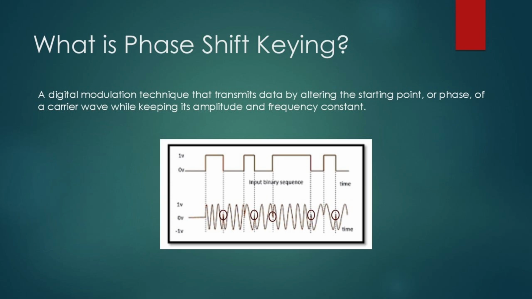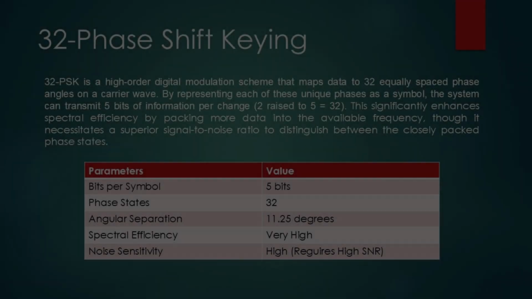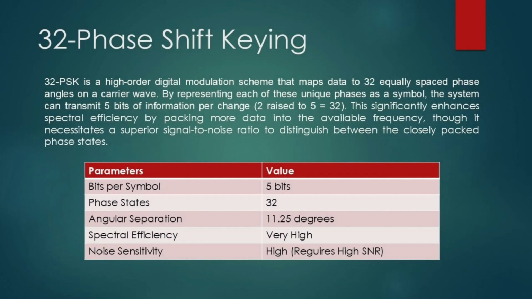In a 32 PSK system, we have 32 possible starting points, allowing us to pack a significant amount of data into a single signal change. 32 phase shift keying or 32 PSK. This is an M-ary encoding technique where our M value is 32, meaning there are 32 distinct symbols available.